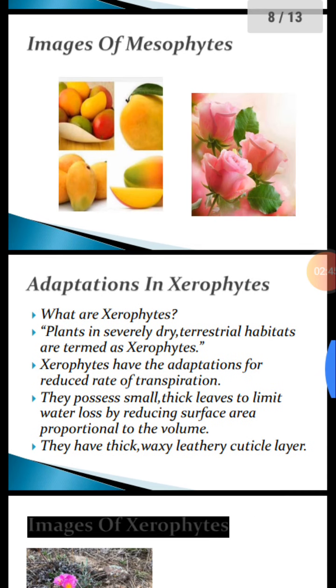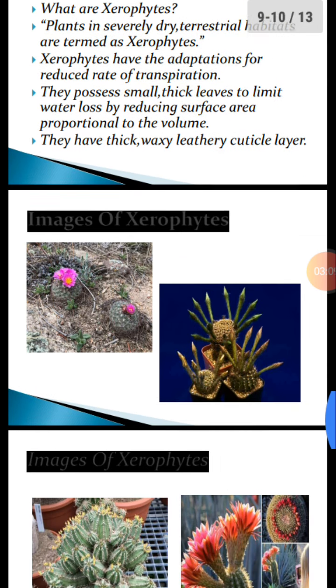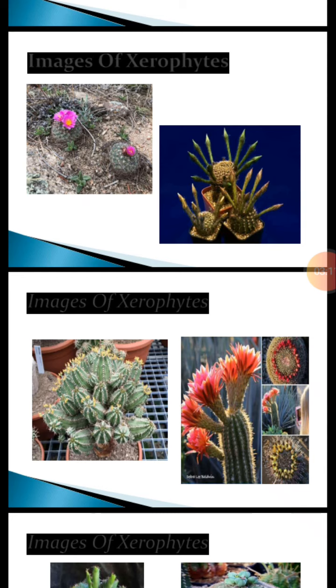They possess small, thick leaves. Why? To limit water loss by reducing their surface area in proportion to the volume. They have a thick, waxy, leathery cuticle layer to prevent water loss. It is also an adaptation in them. Here are images of xerophytes like cactus and euphorbia species.